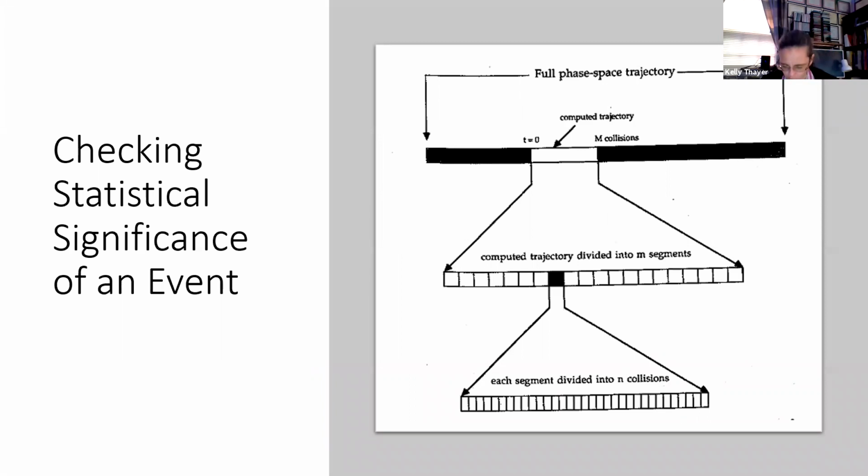So one of the things we want to do is check the statistical significance of an event. So we have a full phase-based trajectory, meaning we could run the simulation for an infinite amount of time. What we could do is divide our trajectory into a number of segments, and then divide that further down. And so we can compute averages over the smaller pieces. Now, if there is an interesting event, we would really like to see that event occur 3 times. So we can divide up our simulation into pieces, and we can ask the question if we see our event occurring multiple times.